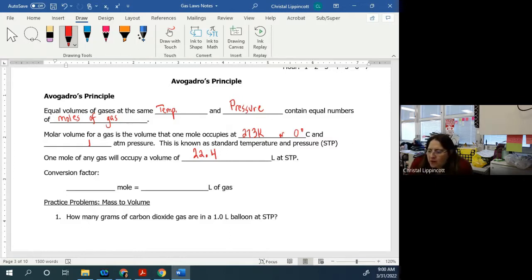So our conversion factor is 1 mole equals 22.4 liters. In order for this conversion factor to work, that has to be at STP. Next week, we will go through situations where we use this where we're not at STP, and I'll show you how to deal with that then. Stoichiometry comes back next week.